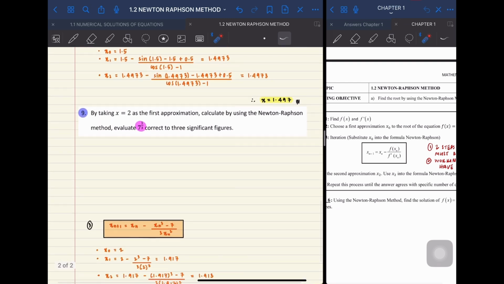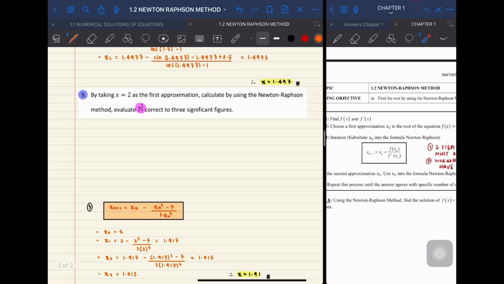Okay, so the last one is number 9. By taking x equal to 2 as the first approximation, this is your x naught. Evaluate this value. This is the same as number 7. The first thing you have to do is find your f(x). You don't have your f(x), you just have a value, so this is your x. Then we cube both sides, so it becomes x cubed equal to 7. Bring everything to one side to make sure the other side is 0. So this is your f(x). Your f(x) is x cubed minus 7, so your f prime x is 3x squared.